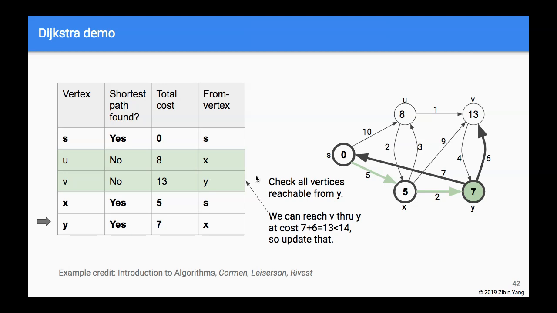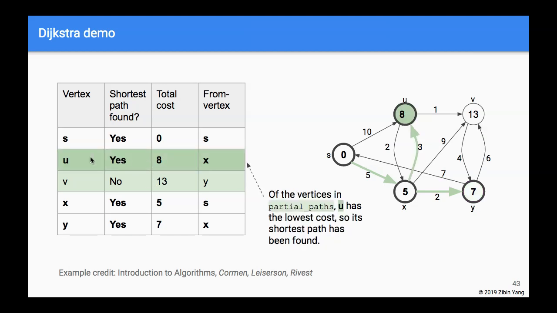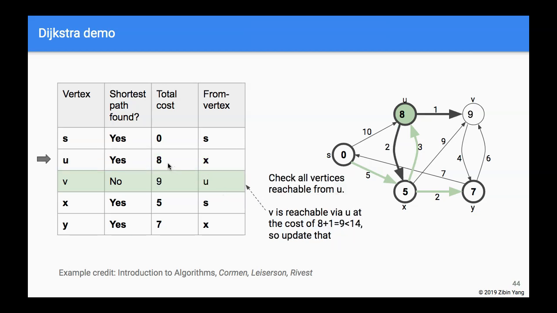So again, we'll repeat the process. We look at all the vertices that are in partial paths, and we see that vertex U has the lowest cost, and we know that we've found the shortest path for U. So we remove U from partial paths, and then we look at all the edges going out from U. Well, it goes to X, but for X the shortest path has already been found, and then we can look at the other edge of U going to V.